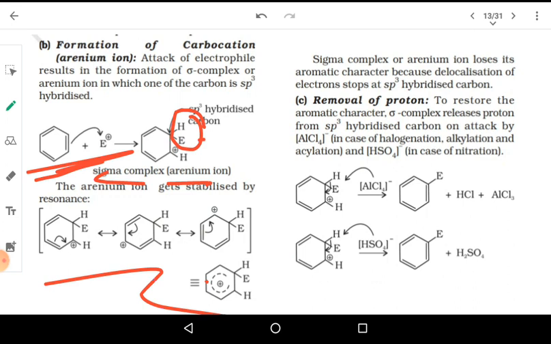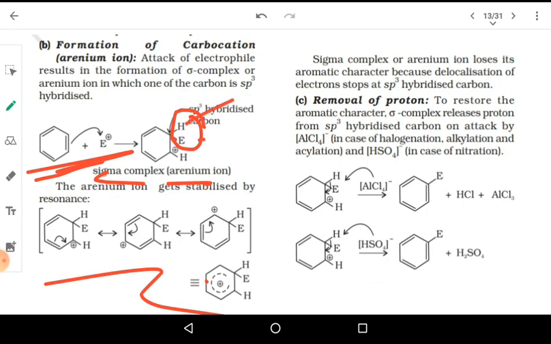And since it is an sp3 carbon, the aromatic character is stopped, because the resonance or the delocalization of pi electrons happens only with sp2 carbons, right? So here we have an sp3, and as a result the process of delocalization will stop over there, and it is going to be unstable. So to become stable, it has to regain the sp2 character.